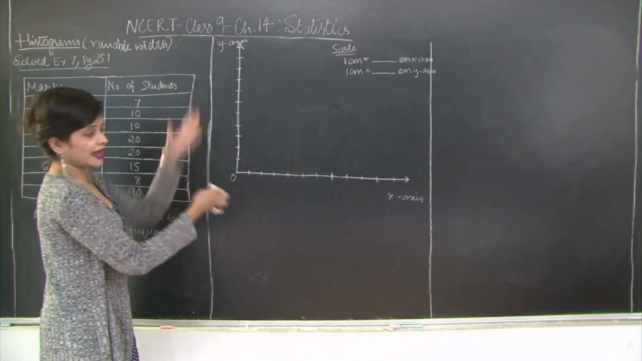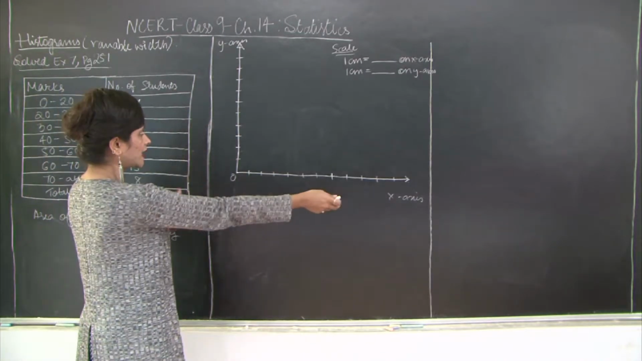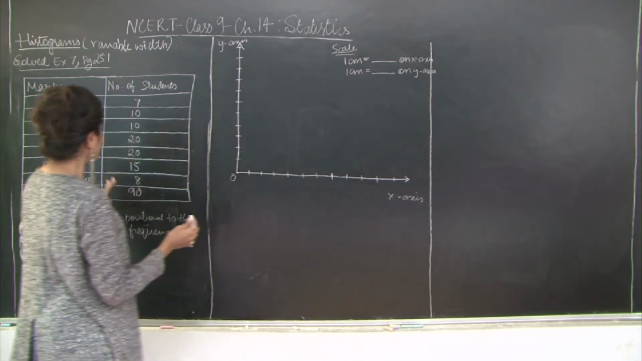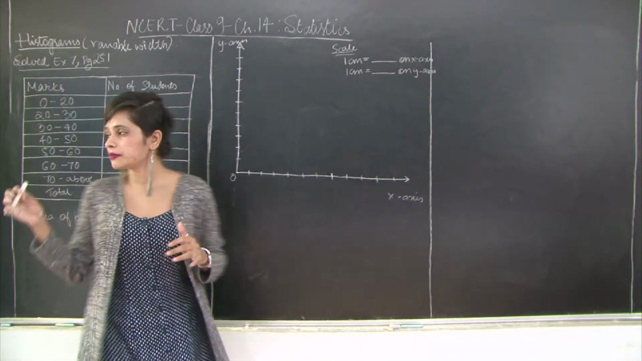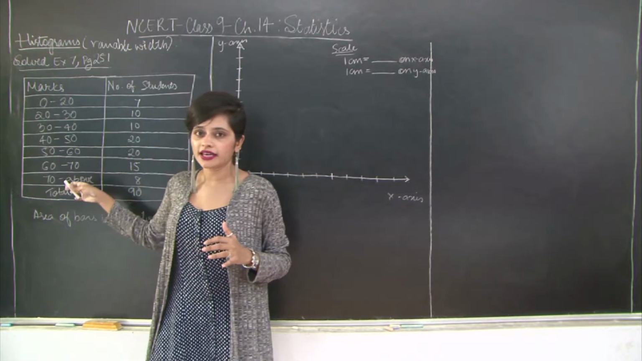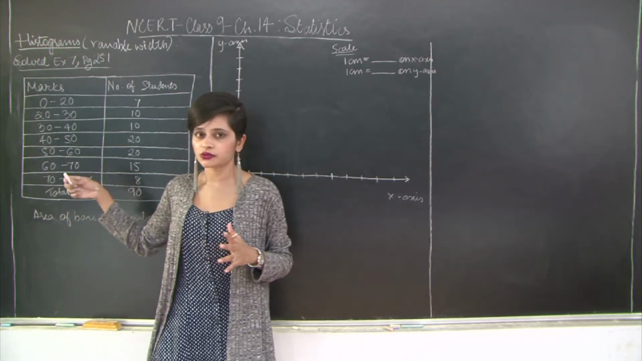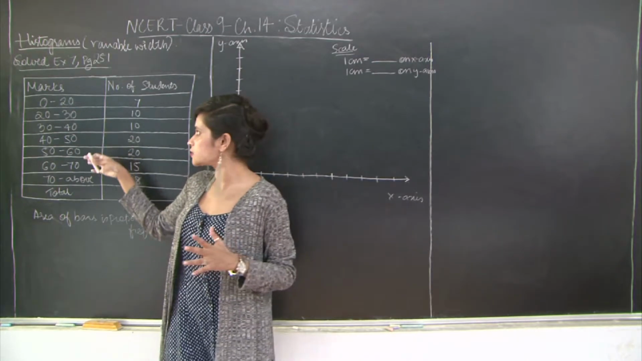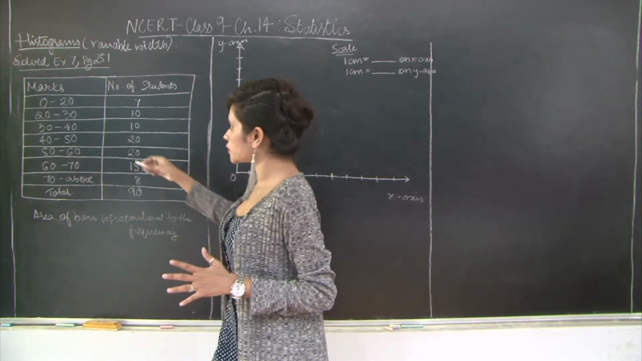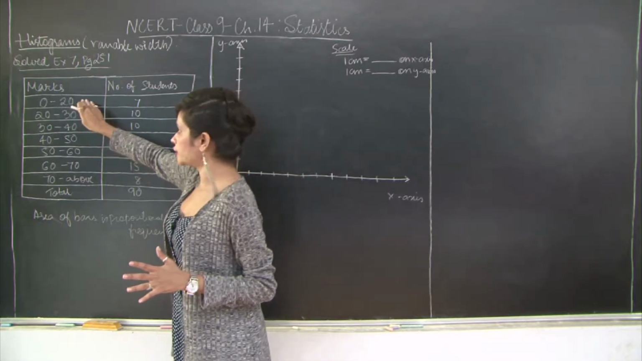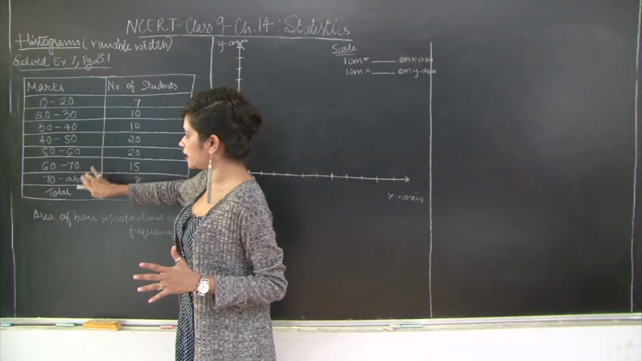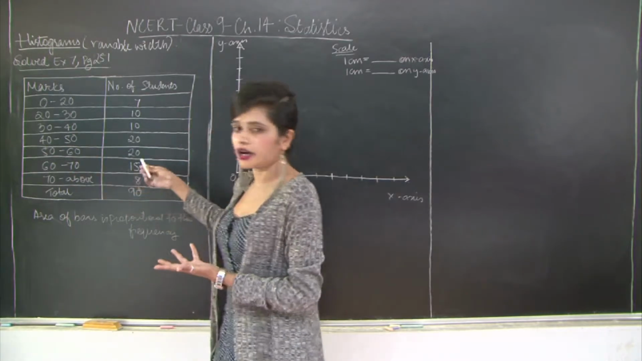First of all, I have my coordinate axis with x-axis, y-axis, origin and the scale. We'll fill in the details. But what about the variables? The variables are always going to be on the x-axis and these are going to be the class intervals. So now we have marks from 0 to 20, 20 to 30 and so on. If you see, the class width here is 10. Here it is 20, here it is 10, then 10, then 10, then 10, then 10, and this is invariable.